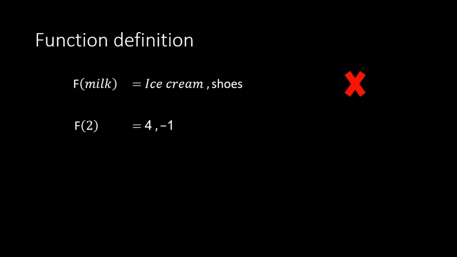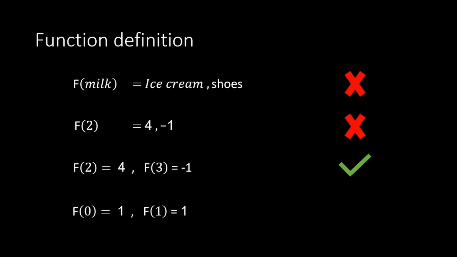Similarly, if a function takes 2 as input, it can't give you both 4 and negative 1 as outputs. But if a function takes 2 as input and gives you 4, and then takes 3 as input and gives you negative 1, that is totally fine. That is a valid function. Here is another example. If a function takes 0 as input and gives you 1 and also takes 1 as input and gives you 1, that is still a function.